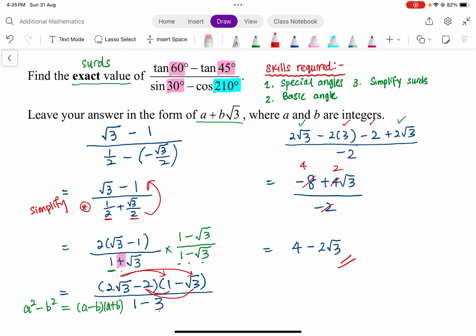I hope you find this video useful. This question may look so simple, but it actually requires some of the skills that you need. Make sure that you work on the basic skills required, which is to know special angles very well. You also need to know how to simplify, and you also need to know how to work out the basic angle. With this, you can work out the question very easily.